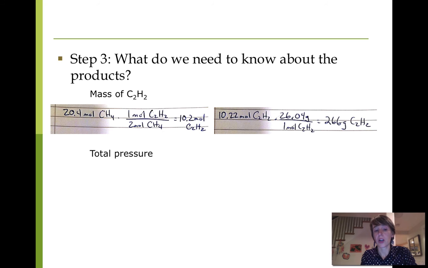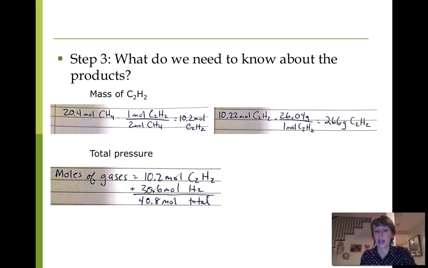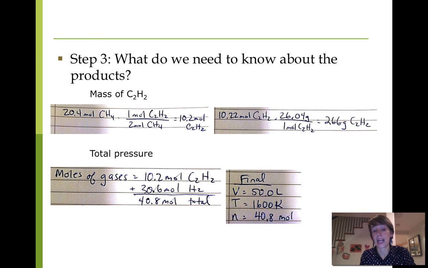Now the pressure, what's going into this pressure of the final reactor? We want to use the ideal gas equation. We want to make a list of those variables. And like I said, it's both the acetylene and the hydrogen that are pressurizing this vessel at the end of the reaction. So it's still 50 liters. It didn't say anything about the vessel changing volume. The temperature at the reaction is 1600 Kelvin, so that's our temperature. And then our moles are the sum of the moles of both products, and so that's 40.8 moles.